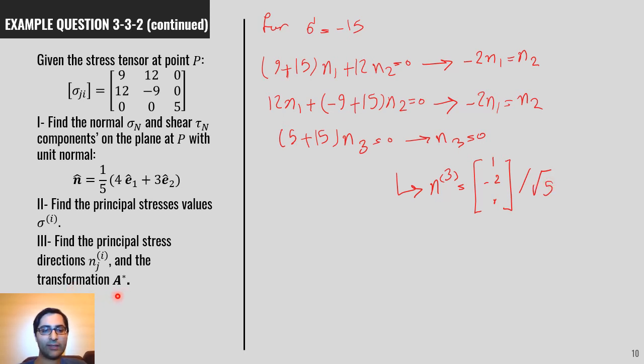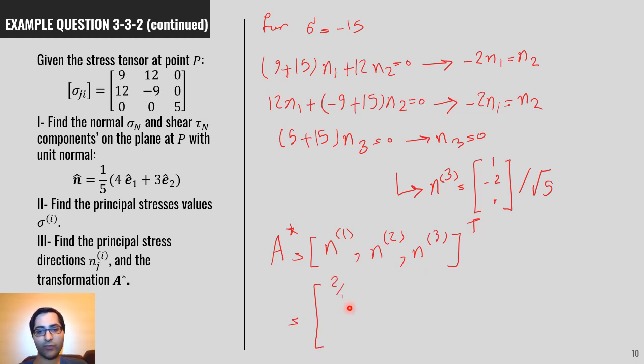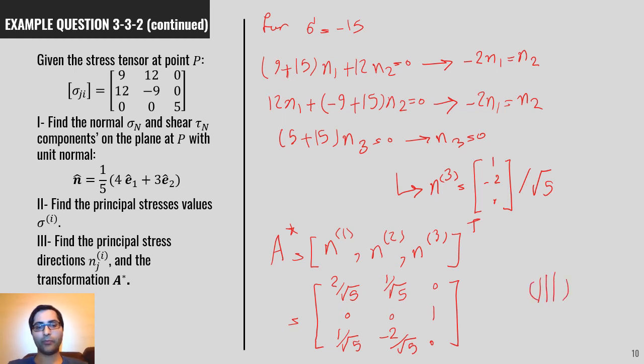To find the transformation to the principal directions, A star, we basically put n1, n2, n3 side by side and then transpose the matrix, which gives us a 3 by 3 matrix of 2 over square root of 5, 1 over square root of 5, 0, 0, 0, 1, and then 1 over square root of 5, minus 2 over square root of 5, 0. And that's the complete solution for part 3.